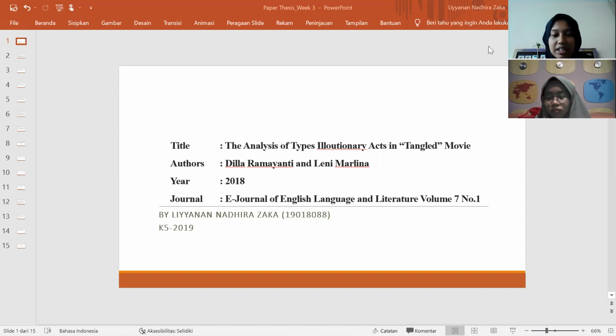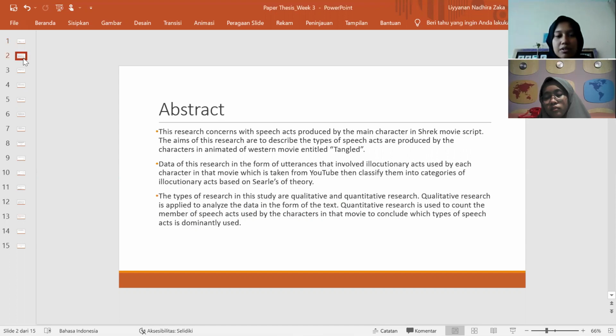And on this occasion, I will present a journal about the analysis of types of illocutionary acts in the Tangled movie. This journal was written by Dila Rahmayanti and Leni Marlina in 2018. Okay, let's continue to the first part of the journal.